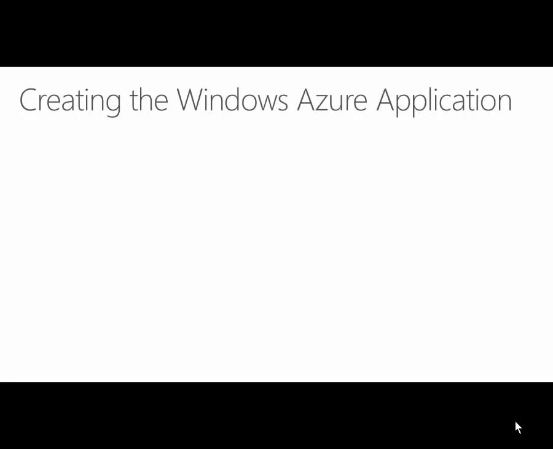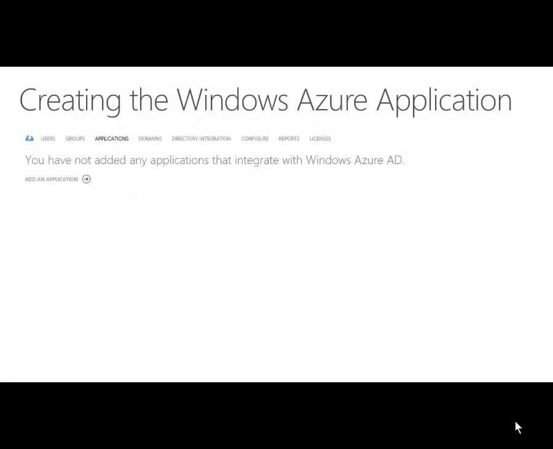So let's walk through the steps of creating a Windows Azure application. Once your domain is created and set up, you would then select that domain, and you're going to see a ribbon like you're seeing here across the top. Once you select applications, you're going to see an option for add an application. Now the other option is at the very bottom. You're going to see a little add button, and you could select that as well.